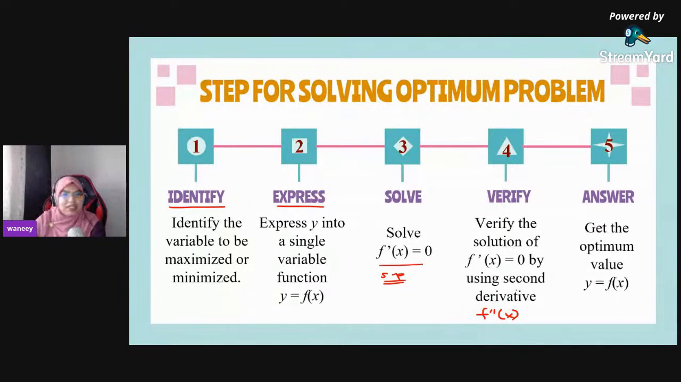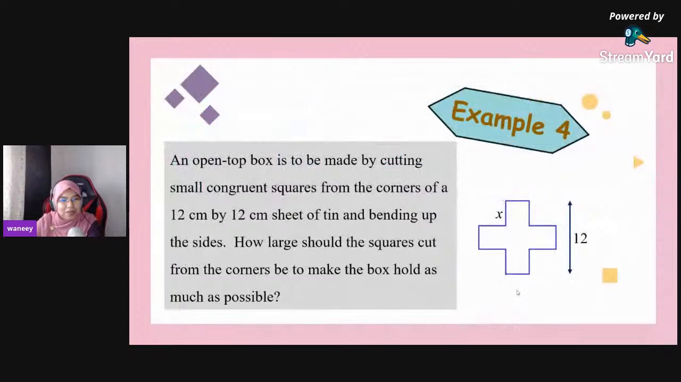Okay, so let us go to the example. I think it will be easier to look at the example. Example number 4. An open top box is to be made by cutting a small congruent square. What does congruent square mean? A congruent square is a square where you have the same length on each side. In Bahasa Melayu, it's segi empat sama. A square. Congruent square, the same length.